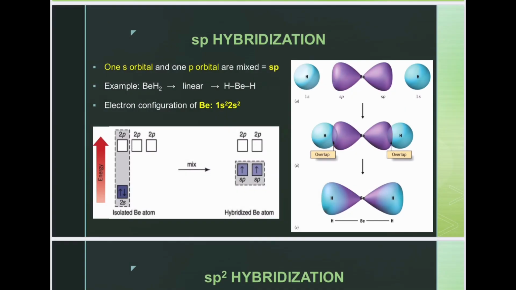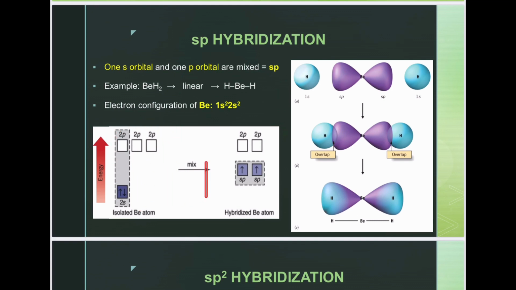Now we look at the sp hybridization, which is the 1s and 1p orbital are mixed. Example, beryllium hydride, which is the electron geometry is linear. And the electron configuration of beryllium, 1s2 2s2. So this is the Lewis structure. Now this is how you draw the energy level for the isolated beryllium atom and the hybridized beryllium atom. Now we look at the 2s2 here. So here is the 2s, it has the 2 electrons, and the p orbital is empty.